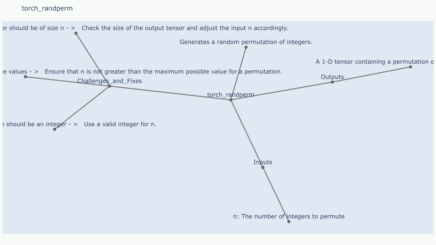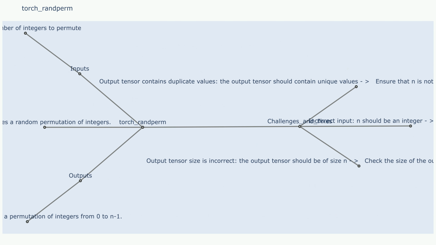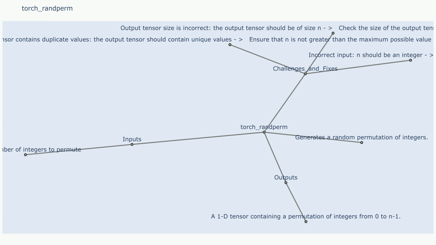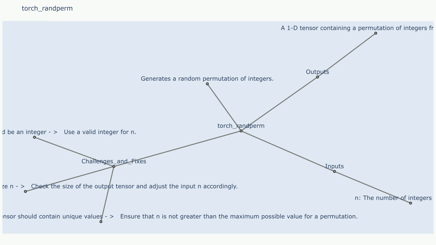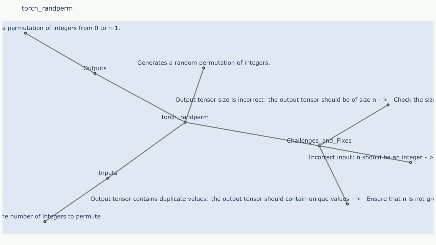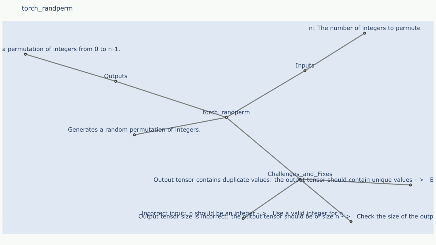Steps. The function internally generates a random permutation of integers from 0 to n-1. The generated permutation is then returned as a 1D tensor. Challenges and fixes. Challenge 1: incorrect input type. The input argument n must be an integer. Providing a non-integer value will result in a type error. Sample use case: torch.randperm('abc'). Fix: ensure the input argument n is an integer.